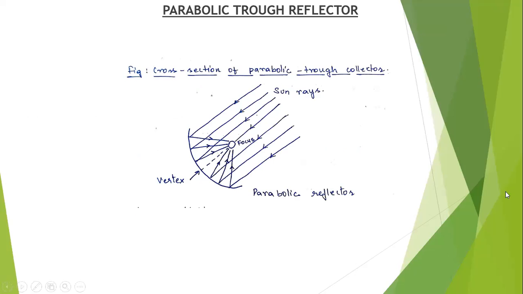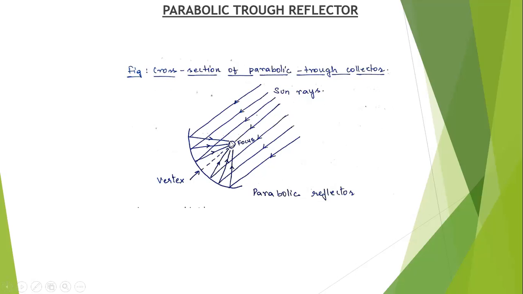So this is one of the line focusing collectors. This is the parabolic trough reflector. See the diagram, it is the cross section of a parabolic trough collector. Here it is the vertex. This is the parabolic reflector. The middle point is called the vertex, and this entire thing is called the parabolic reflector, and the sun rays are made to fall on this reflector, and they are reflected onto a single point focus. This is the focus point.